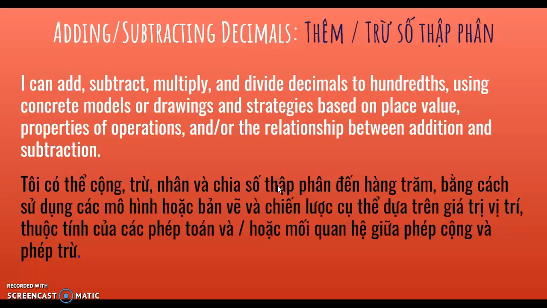The AKS for today is: I can add, subtract, multiply, and divide decimals to the hundredths using concrete models or drawings and strategies based on place value, properties of operation, and/or the relationship between addition and subtraction. Today, you will practice adding decimals using concrete models, using the base 10 block concrete models.